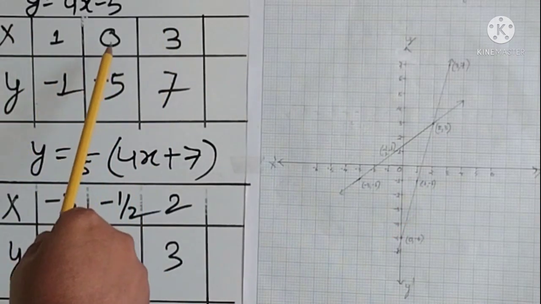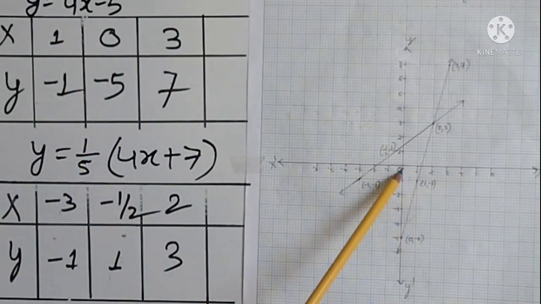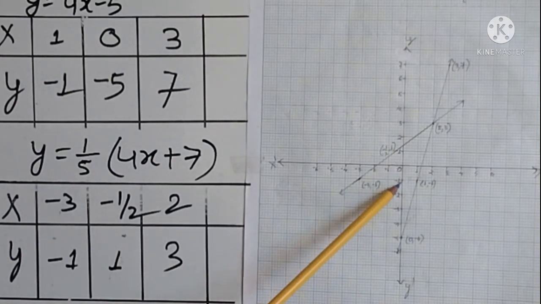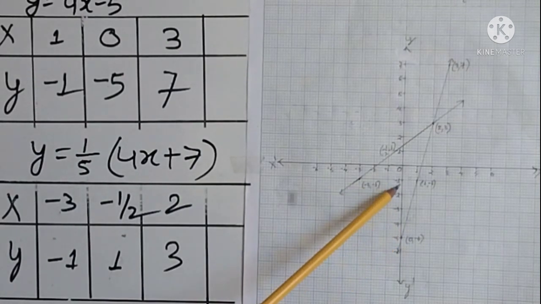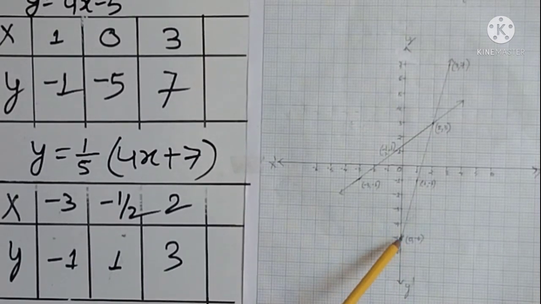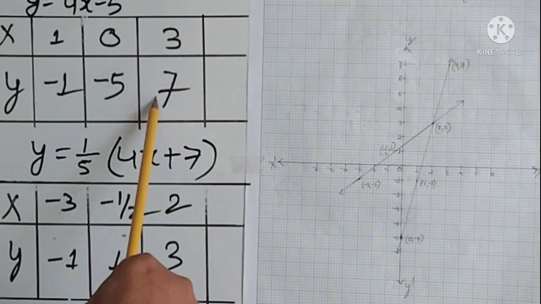So make a point over here, and this is your (1, minus 1). Next, when x is 0, y is minus 5. So when x is 0, where is 0? Here your abscissa is 0. So y is minus 5. So where is your y? Minus 5 here. 0, minus 1, minus 2, minus 3, minus 4, minus 5. So this is the point where abscissa is 0 and y is minus 5. So make a point over here. So (0, minus 5).